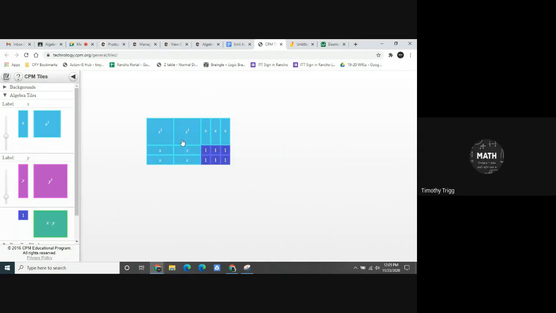Hopefully that kind of makes sense. And sometimes you're going to have to rearrange it a few times to see how the rectangle will work. But again, sometimes the rectangle is not possible to build. And I'll go over that.